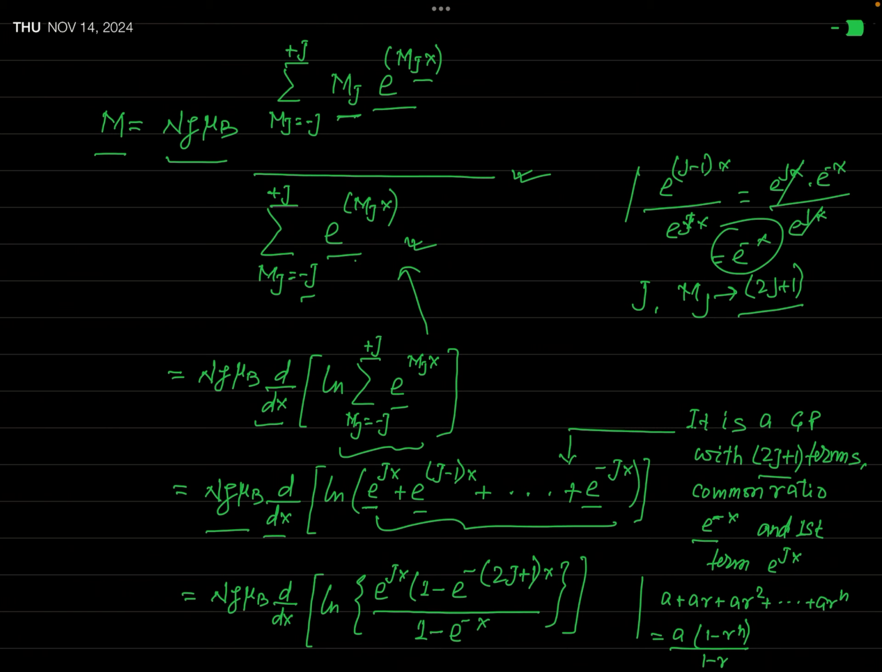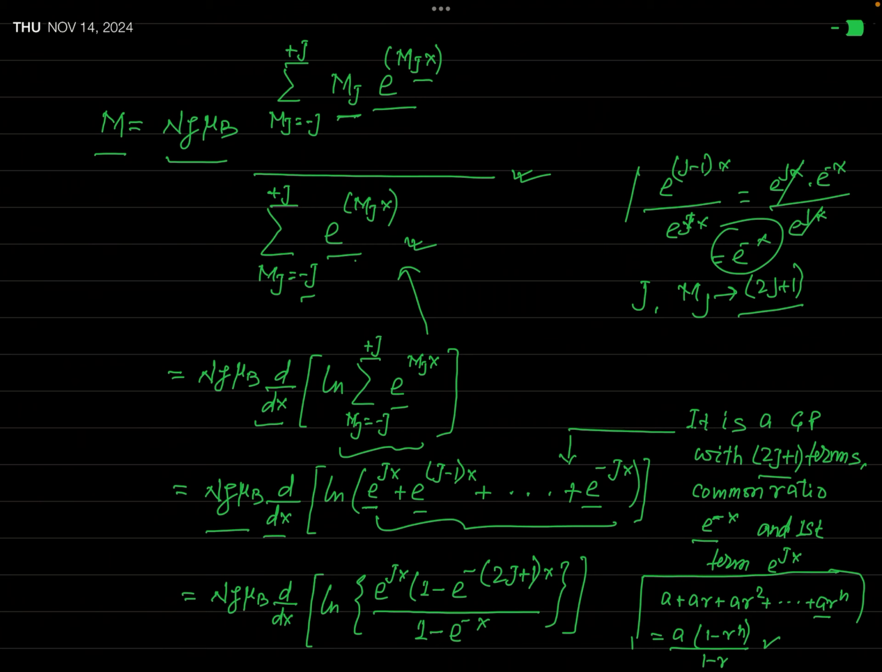And you know the sum of a series in geometric progression, a plus ar square plus so on, plus ar to the power n. Okay? What is the sum of this series? You know, this is a times 1 minus r to the power n divided by 1 minus r. Here r is the common ratio. So apply this formula for the sum of geometric progression to evaluate the sum of this series.